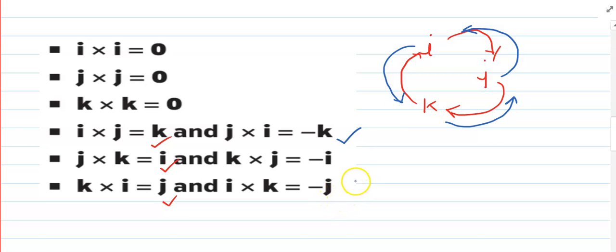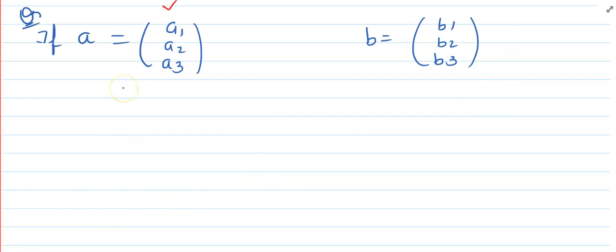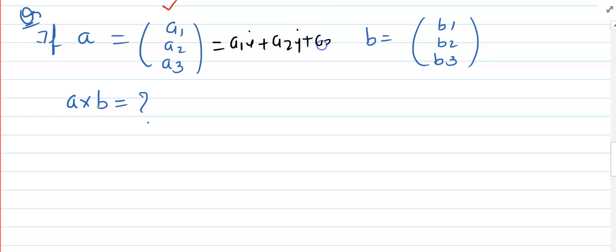Okay, now I'm going to tell you how to find the cross product. To find the cross product, we will use a determinant. I will show you in this example. So this is our question. If A is A1, A2, A3, B is B1, B2, B3, and you need to find A cross B. So it is basically A1, A2, A3 is like A1 I, A2 J, and A3 K. Either you write this way or this way. Similarly, B is B1 I, B2 J, and B3 K.